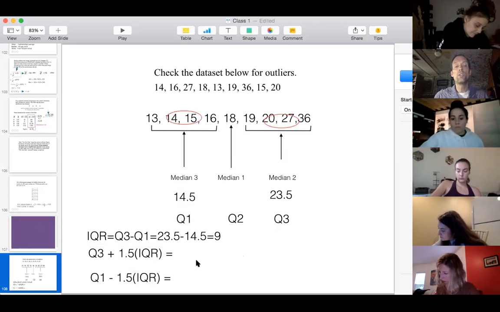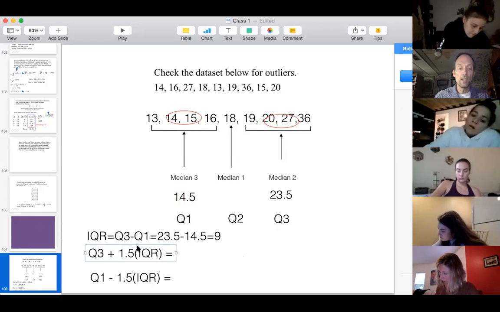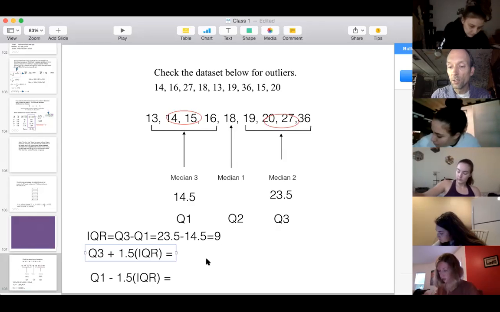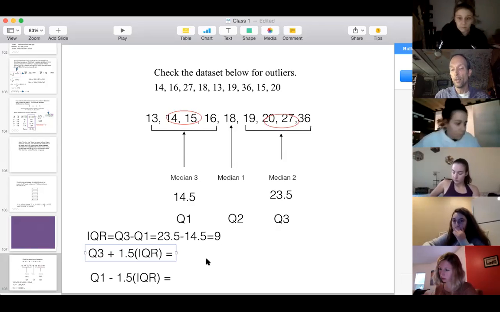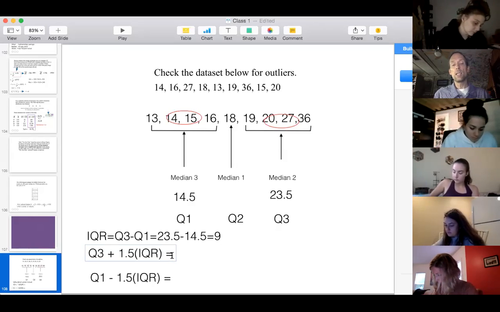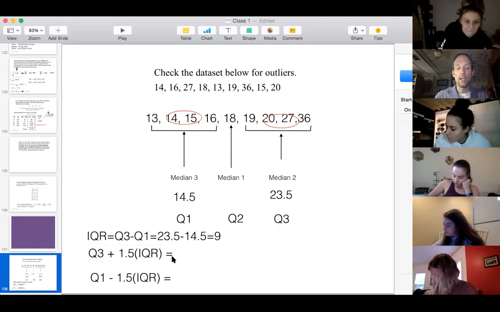What I want you guys to do is work out this line here, the Q3 plus 1.5 times the IQR. We'll pause for a second. Okay, I saw some people were messaging and they're telling me what the IQR was. That's great. Lots of people got it. When you get the Q3 plus 1.5 times the IQR, if you want to type that into the chat room, go ahead. Or if you want to just shout it out, that's fine.